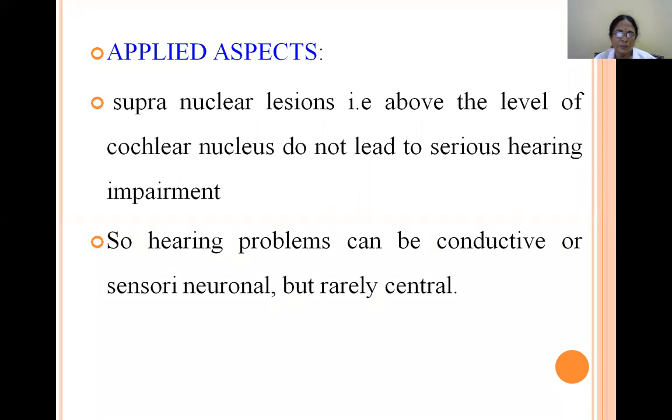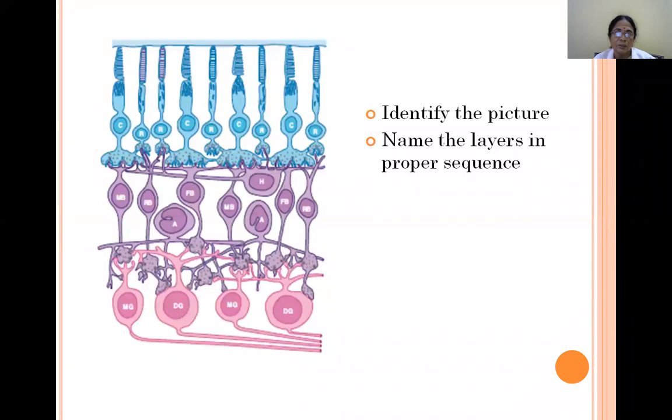Applied aspects. Suppose there is a supranuclear lesion, that is above the level of the cochlear nucleus. This does not lead to serious hearing impairment. Hearing problems can be conductive or sensorineural, but rarely central, because the representation is there from both sides. And with that we finish the auditory pathway.